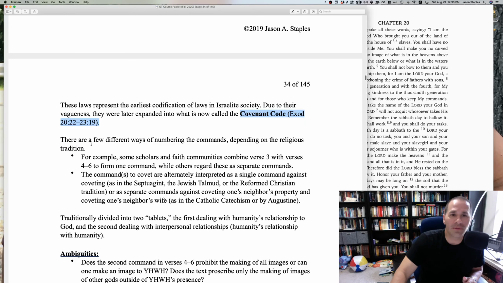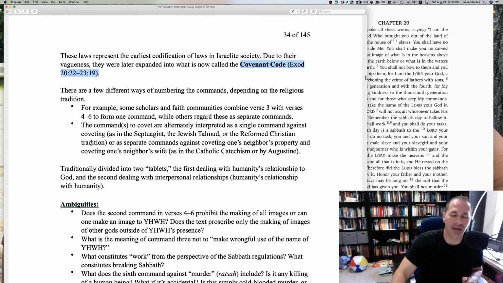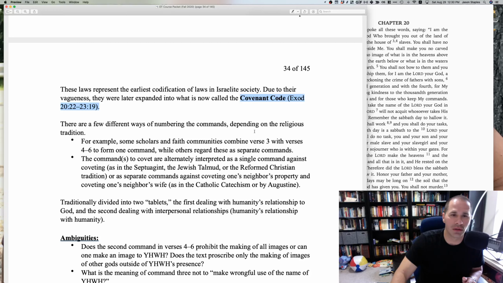And there are a few different ways then of numbering the commands. Actually, you probably noticed if you took a look more closely, there are actually more than 10 in the 10 things or in the 10 words. And depending on the religious tradition, they're numbered a little bit differently. So some scholars and faith communities combine verse 3 with verses 4 to 6 to form one command.